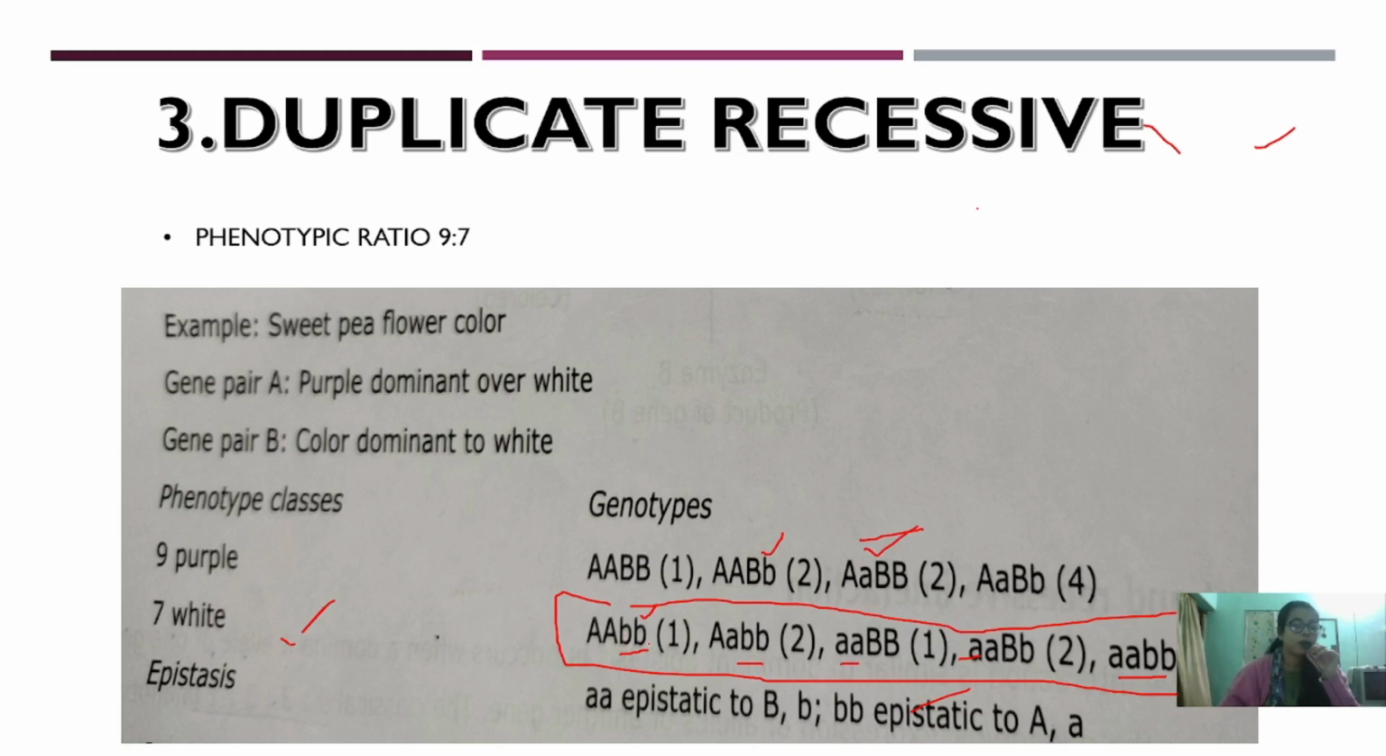So wherever both alleles, small a and small b, are present, that is known as duplicate. Both recessive alleles play their role, and only then the white color will be formed. Here the small a will be epistatic to capital B, and small b will be epistatic to capital A. As the recessive allele is masking the effect of the dominant allele, it is known as duplicate recessive. And here we get the ratio 9:7.